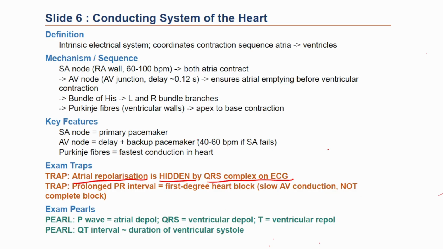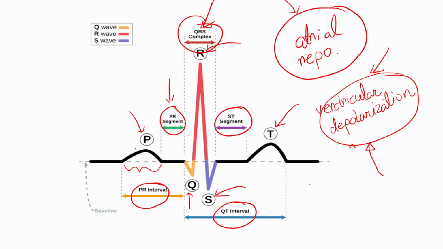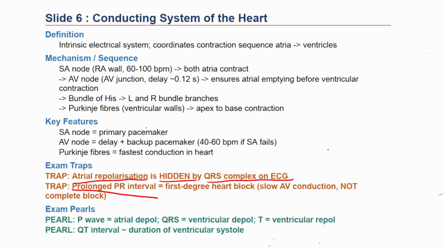Another notorious trap involves analyzing conduction delays. Examiners will present a question showing a prolonged PR interval. That means this interval will increase. And showing that event, examiners will try to trap you into classifying it as a complete heart block. Always remember, a prolonged PR interval strictly defines a first-degree heart block, which represents slow or impaired AV conduction. AV means atrioventricular. It doesn't mean a complete or total conduction block.